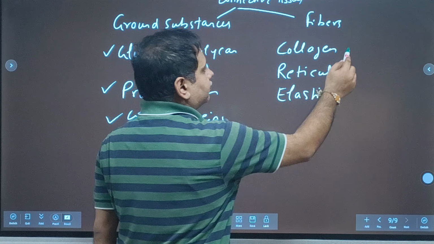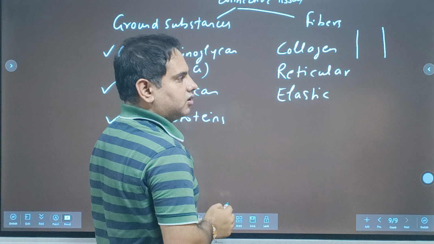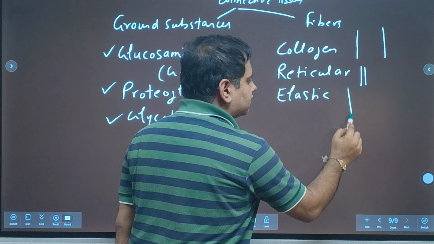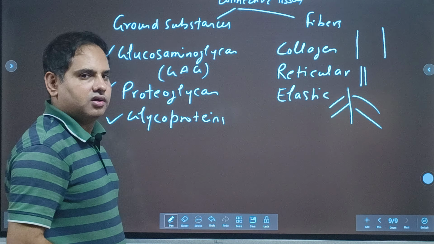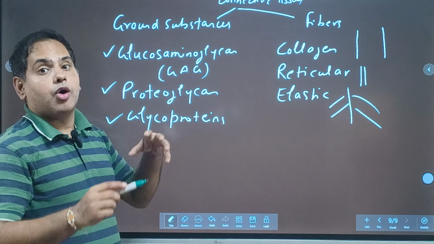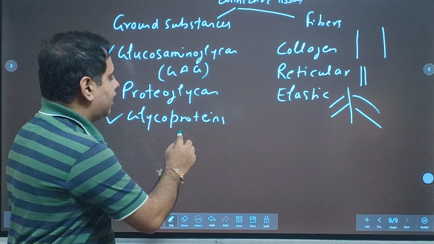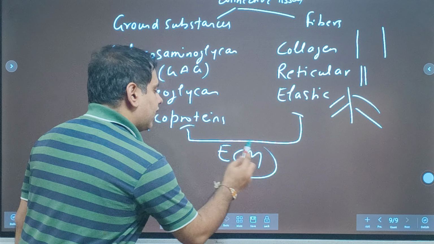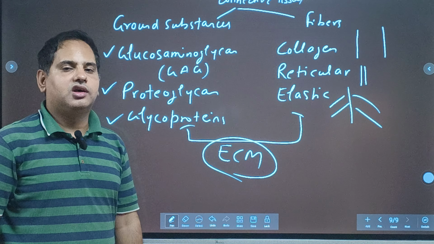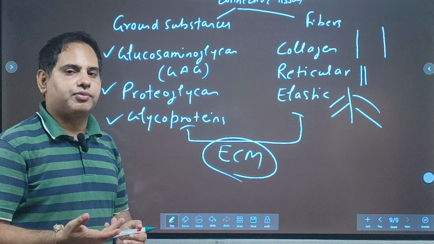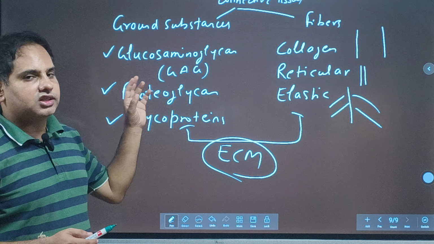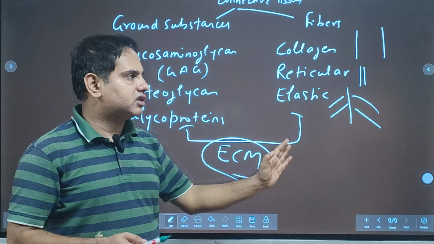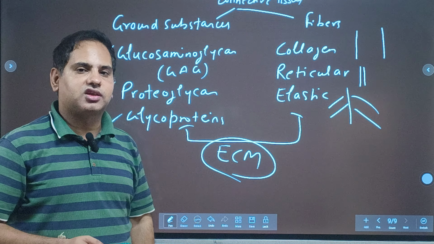Collagen fibers are unbranched but thick. Reticular fibers are unbranched but thin. Elastic fibers are branched fibers. And all these materials are outside the cells. That's why we call it ECM, extracellular matrix. If a question is asked to write the composition of extracellular matrix, what do you have to write? Ground substances: glucosaminoglycan, proteoglycan, glycoproteins, and the fibers. So ground substances plus fibers make the extracellular matrix.